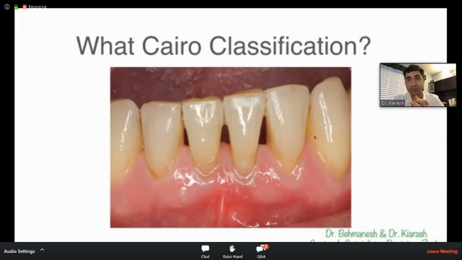So now let's do this exercise. We're going to do a little poll together. What Chiaro classification would you say this is?